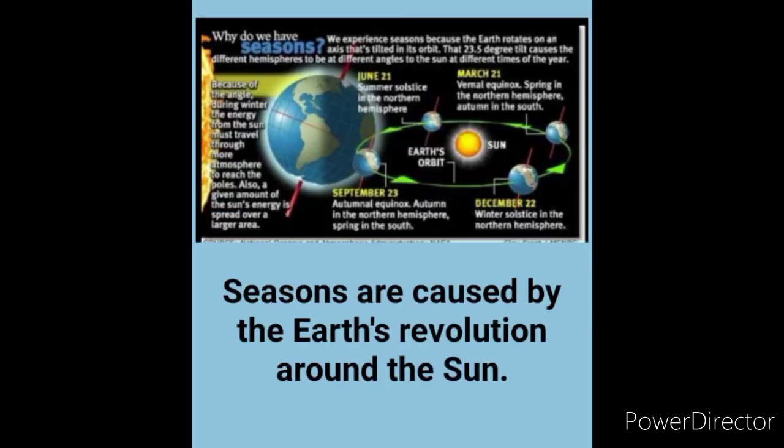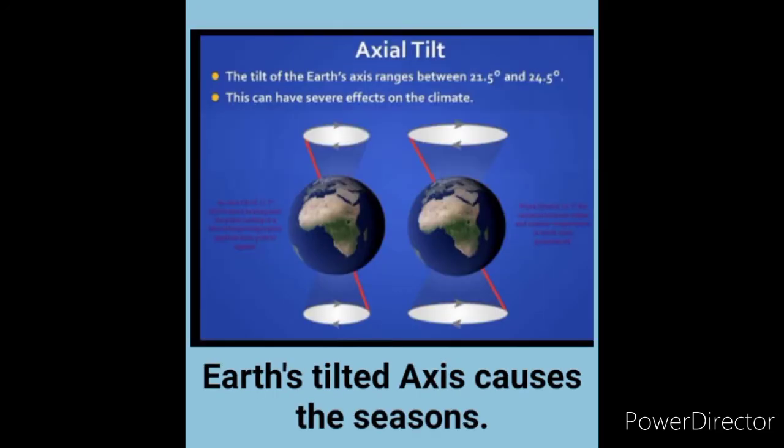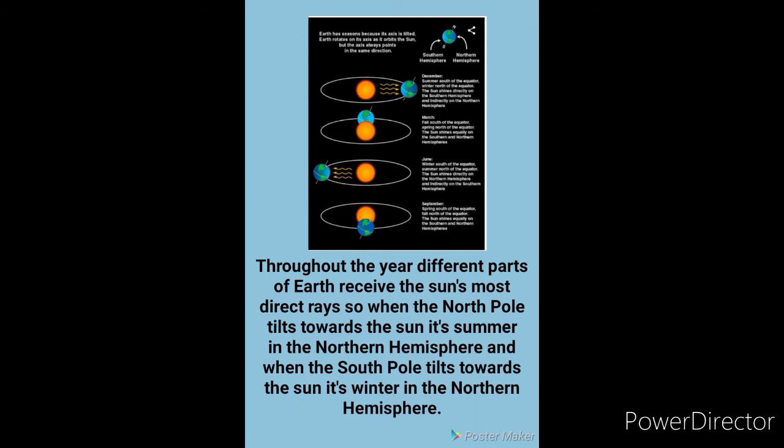So, seasons are caused by the Earth's revolution around the Sun. As you know, the Earth is tilted on its axis. Earth's tilted axis causes the seasons. Throughout the year, different parts of Earth receive the Sun's most direct rays. So when the North Pole tilts towards the Sun, it's summer in the Northern Hemisphere. And when the South Pole tilts towards the Sun, it's winter in the Northern Hemisphere.